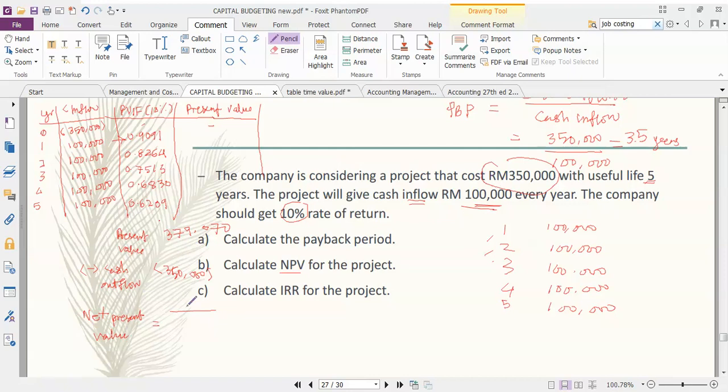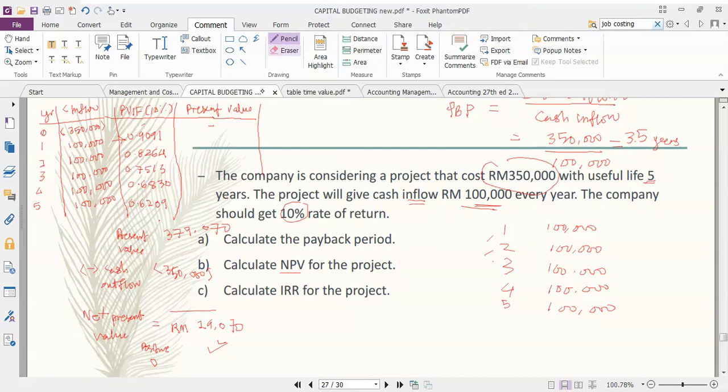So 379,070 minus 350,000. So the net present value is RM29,070. If you notice here, the net present value is a positive value and the amount is more than 0. So you will accept this project.